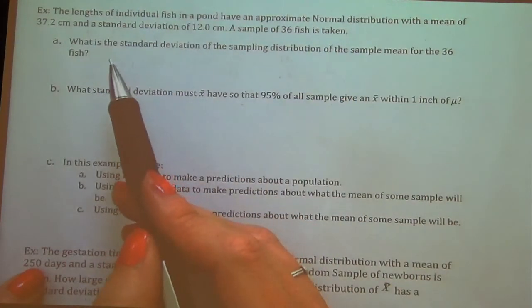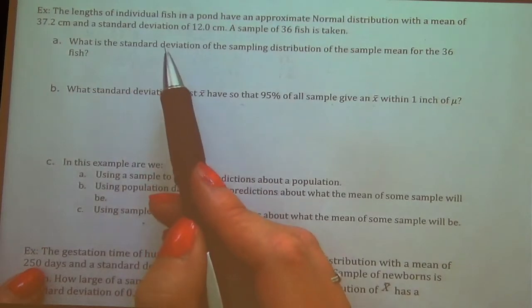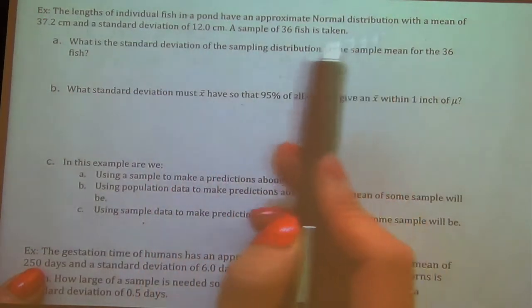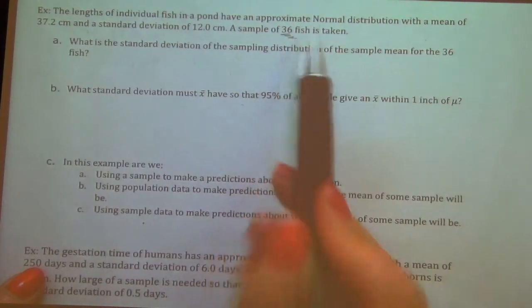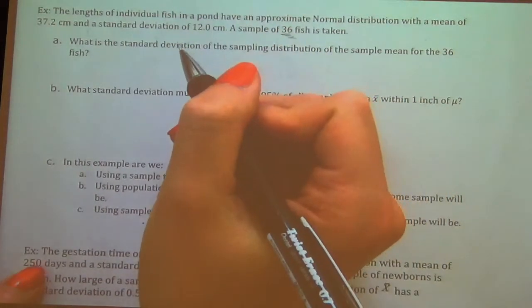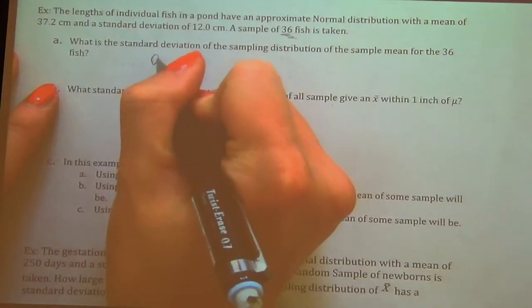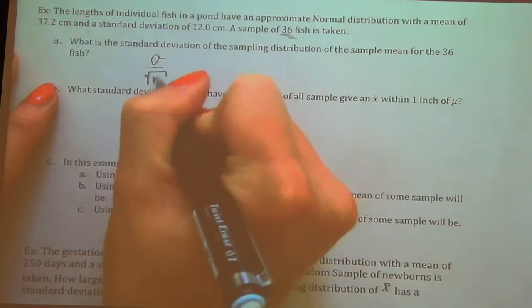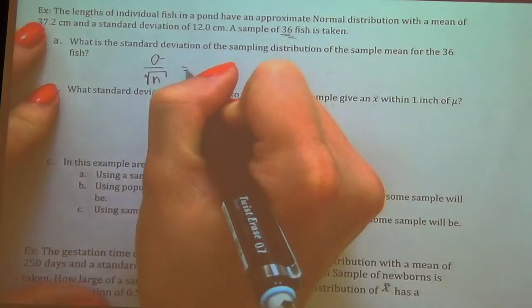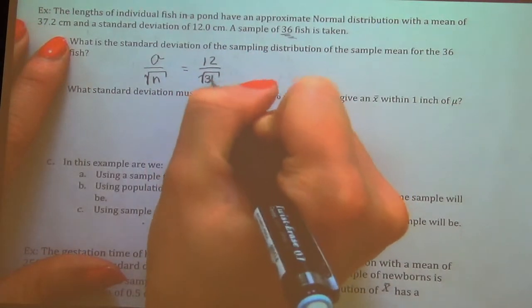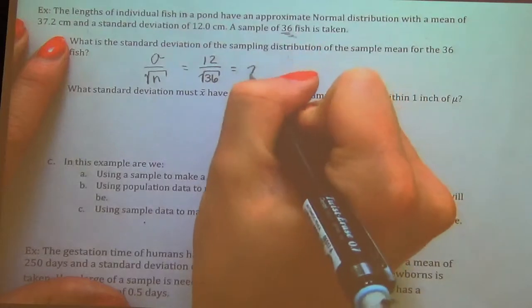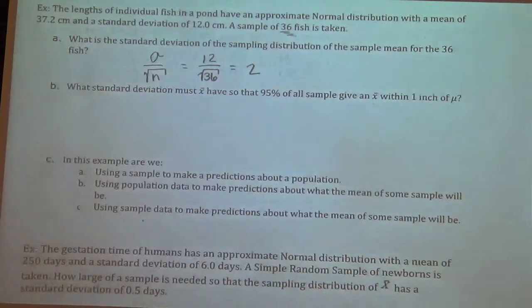Okay, so basically, we're adjusting the standard deviation because we have some population, but we've drawn a sample out of this population. So to adjust the standard deviation, if I were to make calculations, I would use sigma over root n. And that's going to be equal to, sigma is 12 over the square root of 36. So really that's going to be 12 over 6, which is 2. Okay, so that would be our adjusted standard deviation.